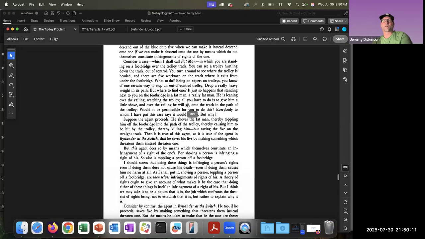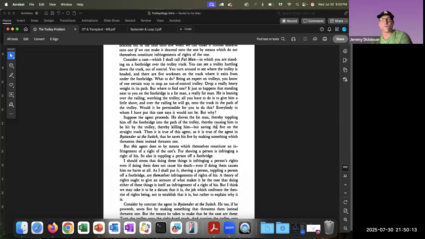What to do? Being an expert on trolleys, being a trolleyologist as you are, you know of one certain way to stop an out of control trolley: drop a really heavy weight in its path. But where to find one? Just so happens that standing next to you on the footbridge is a fat man, a really fat man. He's leaning over the railing, watching the trolley. All you have to do is give him a little shove, and over the railing he will go onto the track in the path of the trolley. Okay, would it be permissible for you to do this?